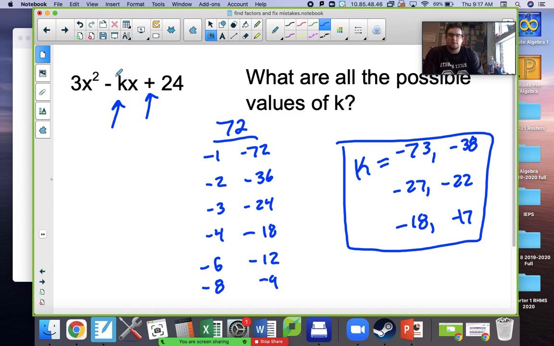All depending on which of these factors we end up choosing. It all depends on which middle number. If this was a negative 73, these would have been the two factors we're looking for.